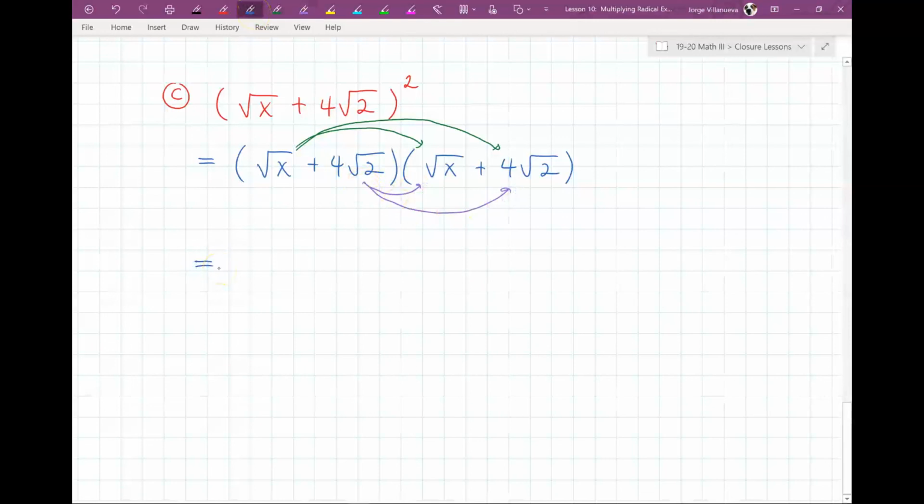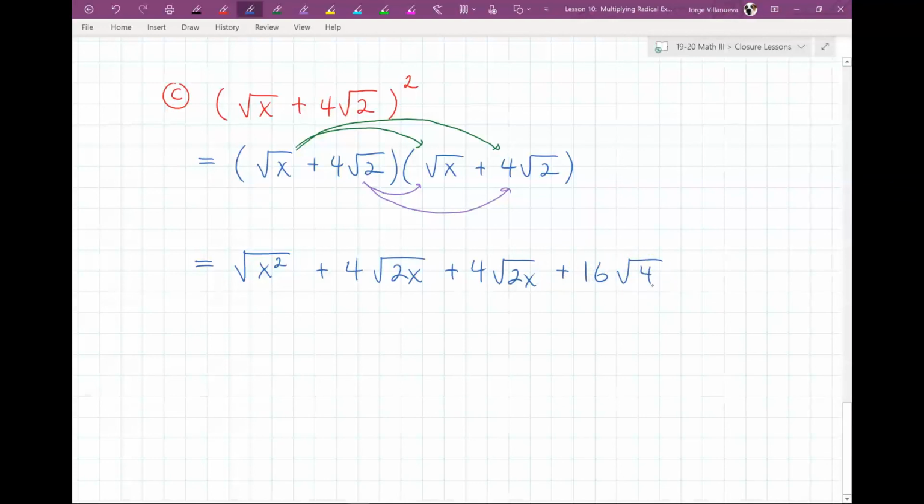So let's see, radical x times radical x, that's radical x squared. Then radical x times 4 radical 2, that's a positive 4 radical 2x. Remember, since the radicals have the same index, you can multiply the numbers inside, so 2 times x. Moving on, the inner, 4 radical 2 times radical x, that's 4 radical 2x. So you might notice we have some like terms right there. And then 4 radical 2 times 4 radical 2, that's 16 radical 4.